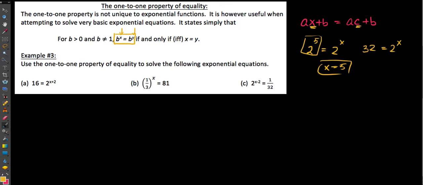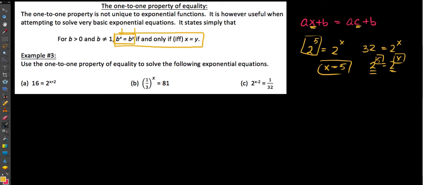And so it would be really convenient to recognize that, hey, 32 is also a power of 2. Could I rewrite 32 as 2 to the 5th and set it equal to 2 to the x, where both of these exponential expressions have the same bases, and so then we could just set their exponents equal to one another. So the one-to-one property of equality with exponential statements basically just says if b to the x equals b to the y, then it's only true if x equals y, or their exponents are equal.